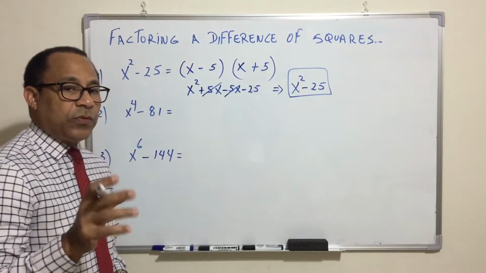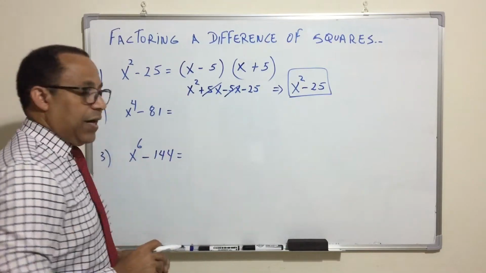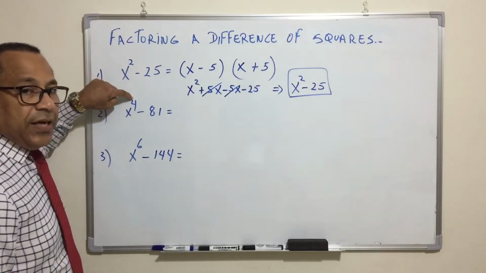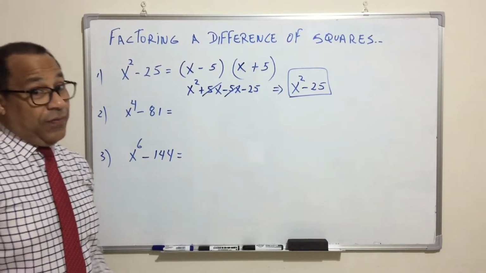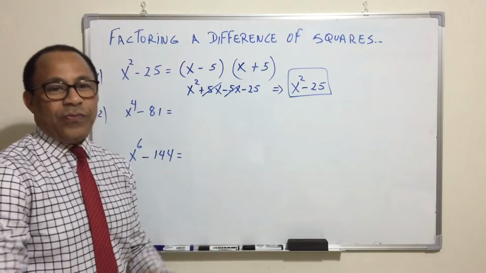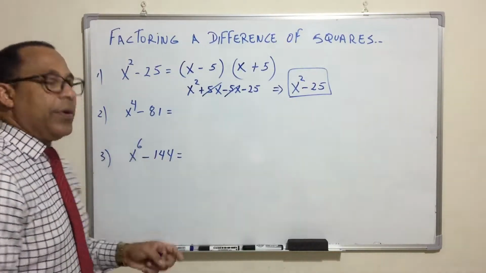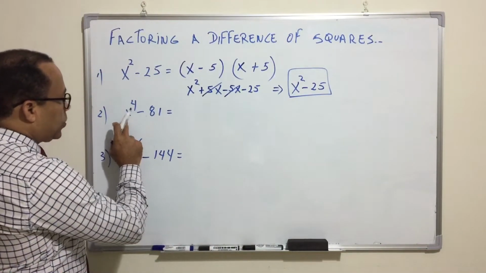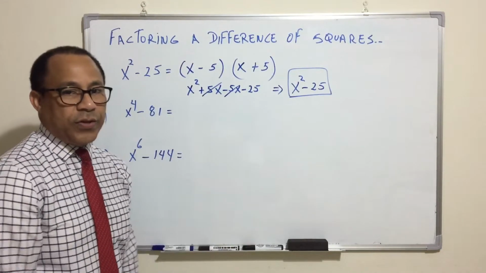Something that would be good for you students to know: when the first term has a square root, every time the exponent is an even number, it has a square root. Even numbers: 2, 4, 6, 8, 10, 12. Whenever the exponent is an even number, the term does have a square root. Square root, negative sign, square root. So we are in the presence of a difference of squares. Let's factor it.